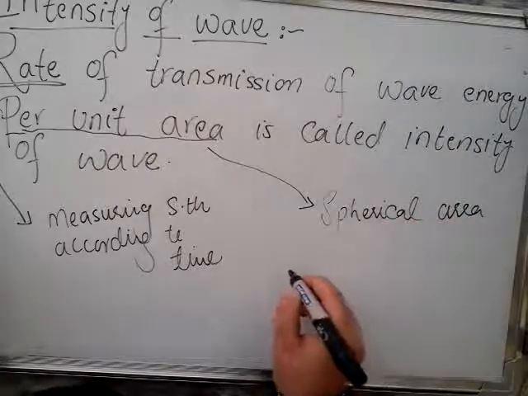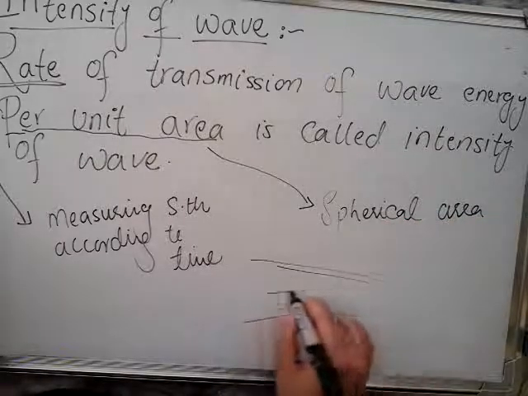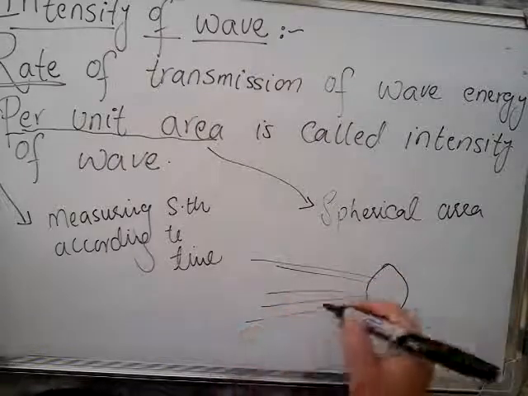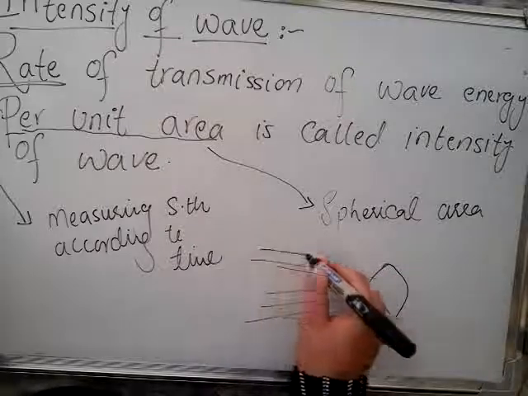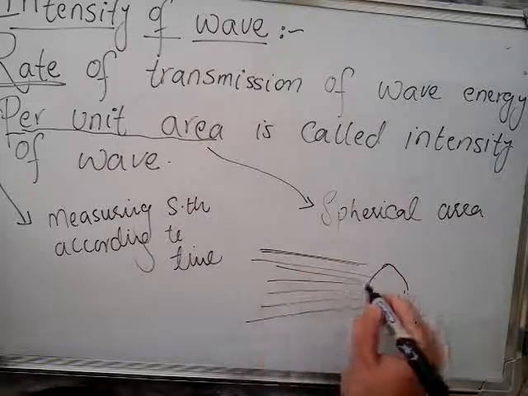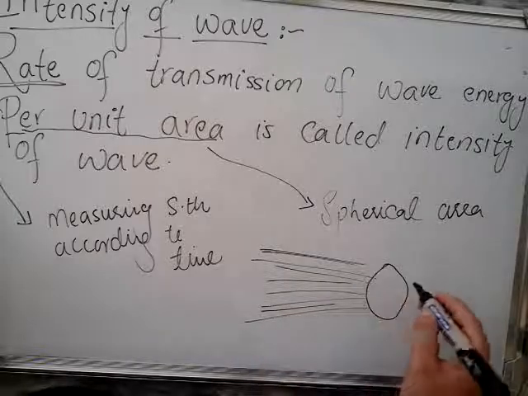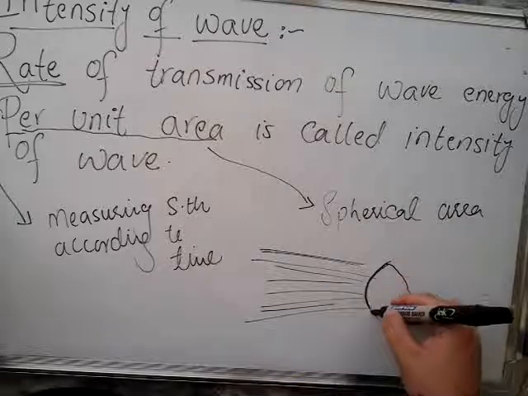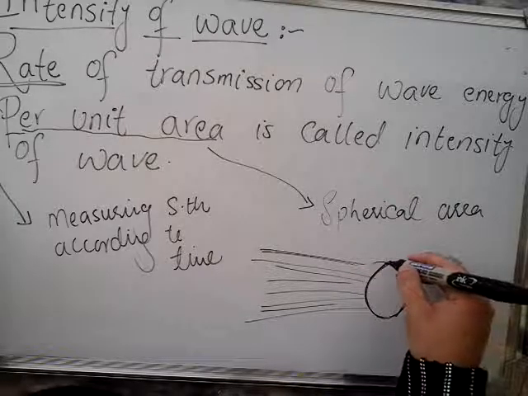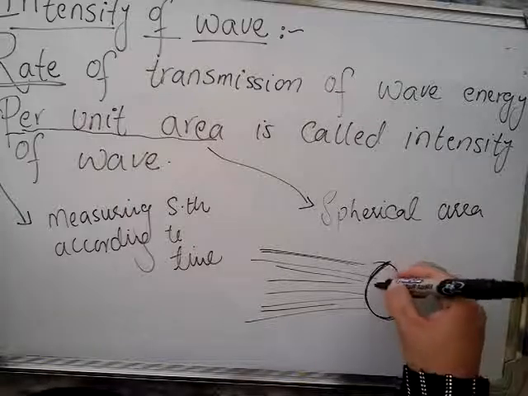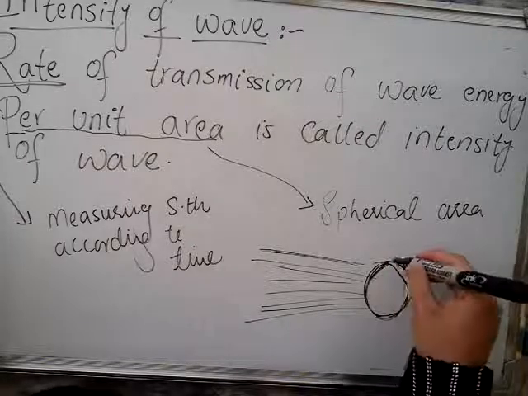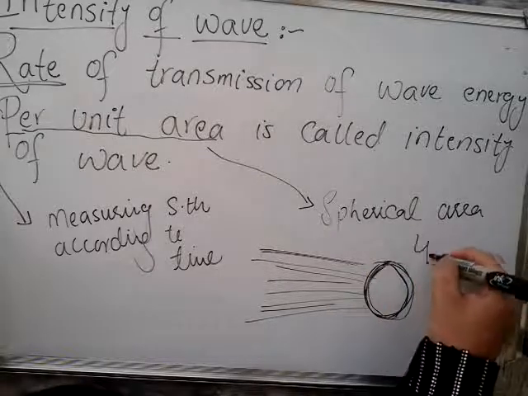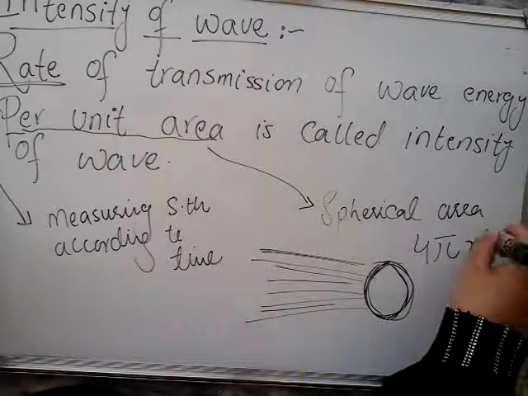Why? Because whenever energy is transmitting, it covers the area in the form of a sphere. Definitely, whether it is sound energy or electromagnetic waves, when it is transmitting, the area which is under focus, or the area which is covered under the wave, is spherical. So definitely area here would be 4 pi r square.